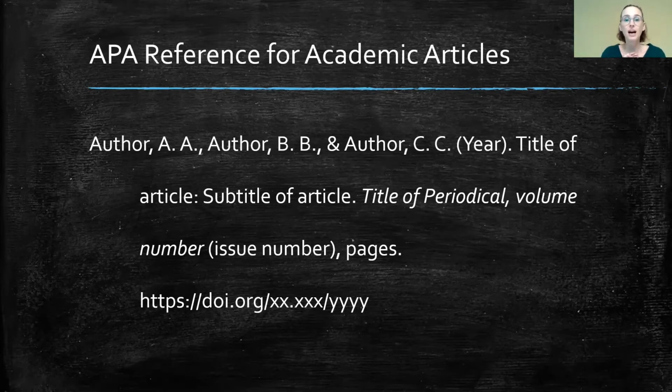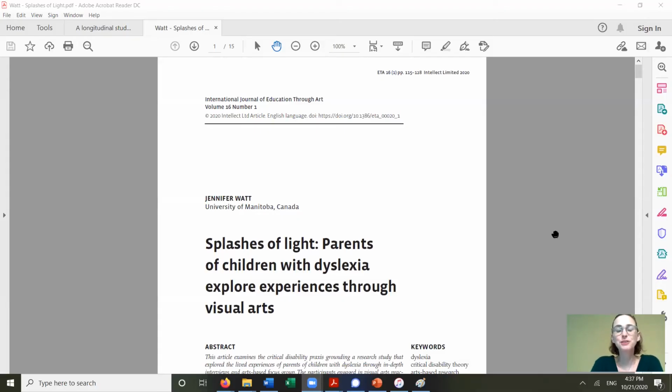Okay, so I know that's a ton of information. Let's look at how we actually find this information on an article and then create a citation from it. All right, so to provide an example, I decided to bring up this article where we can quickly and easily find a lot of information that we need for our APA style reference.